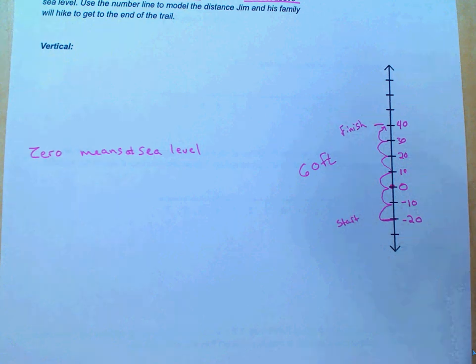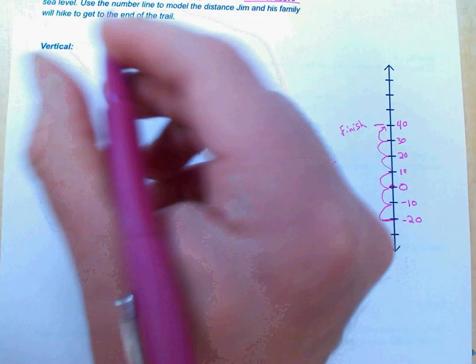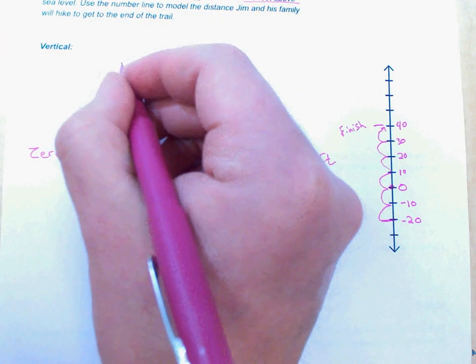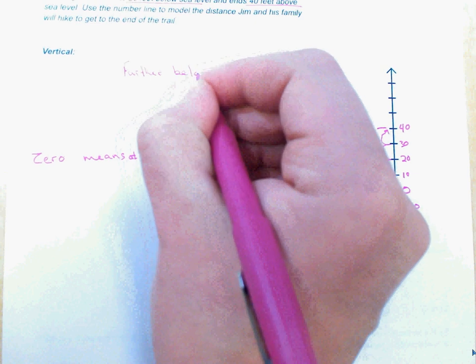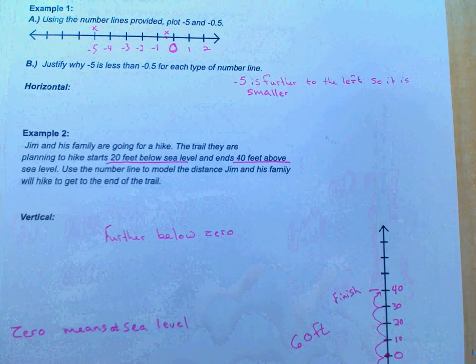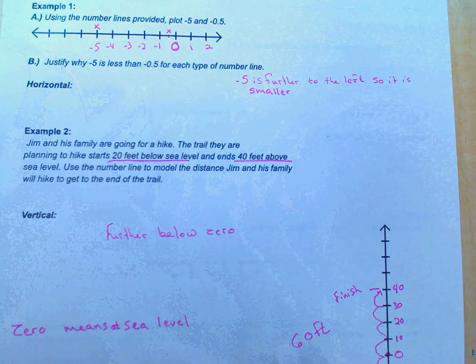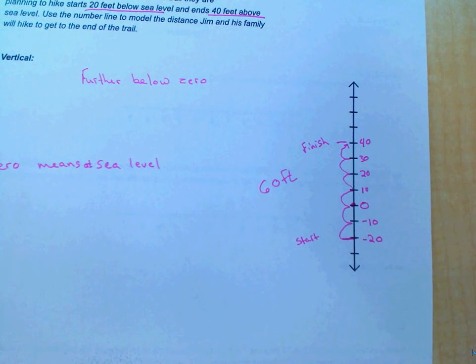Okay? So negative 20 is smaller because it's below zero. So if we look on the horizontal, it's to the left. Vertical, it's down below. Okay, the further down it goes away from 0, the less it's worth.